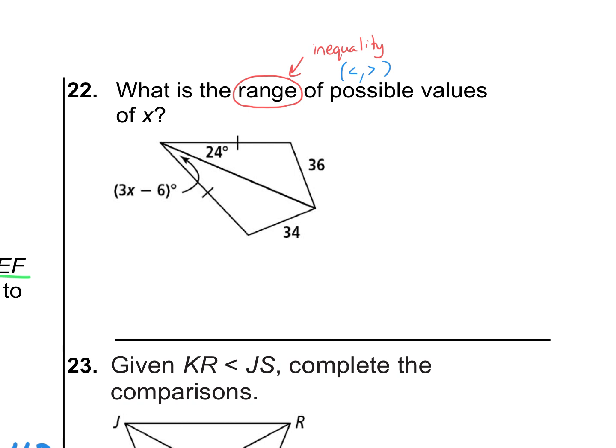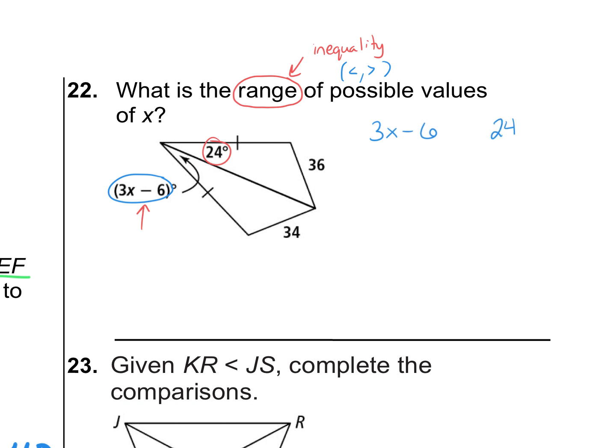On these problems, what did I always tell you to start with? The algebra. Start with the algebra. Do you agree 3x minus 6 is my algebra? Yes. Next, I want you to look at what you're comparing it to. Is 3x minus 6 an angle or a side? It's an angle, so do I want to compare it to another angle or a side? Another angle. What's my other angle? 24. Yep, so I have 3x minus 6 to 24.